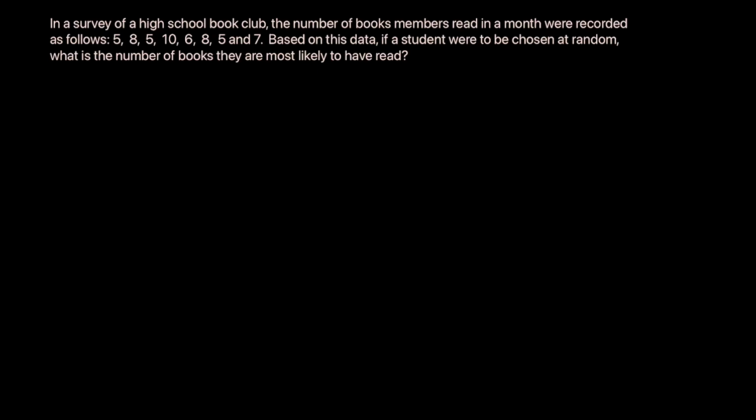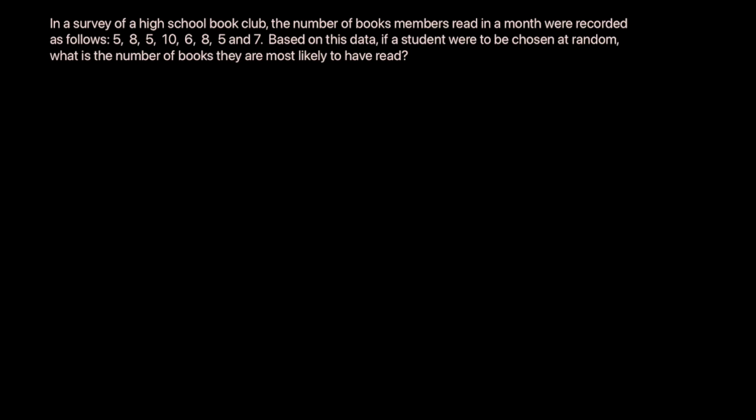In this video, we'll be solving three different questions, one each on mean, median, and mode. So let's get started. In a survey of a high school book club, the number of books members read in a month were recorded as follows: 5, 8, 5, 10, 6, 8, 5, and 7. Based on this data, if a student were to be chosen at random, what is the number of books they are most likely to have read?